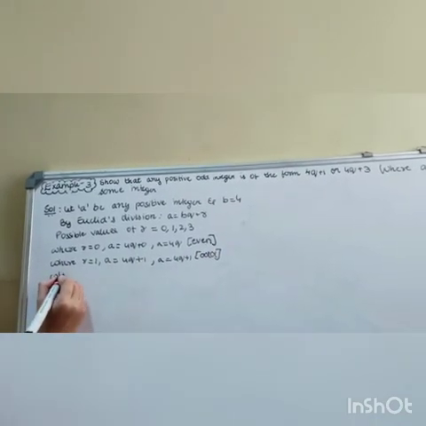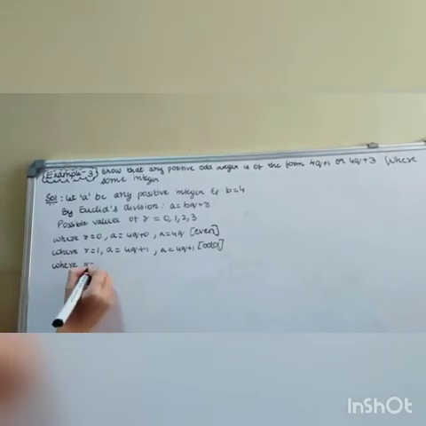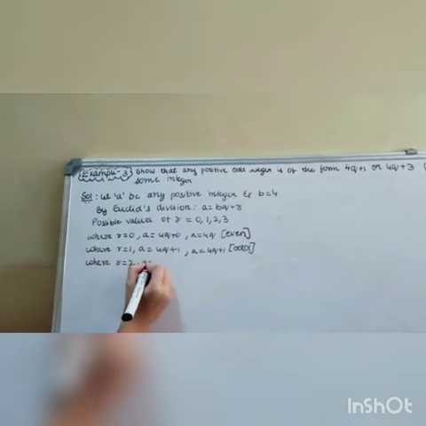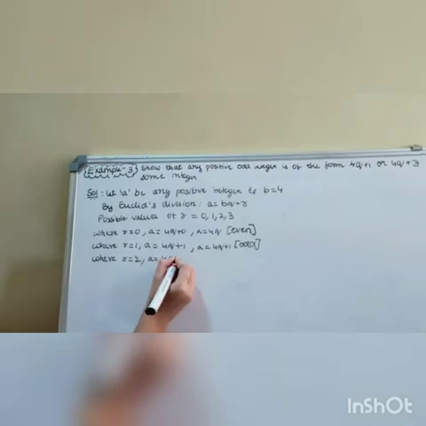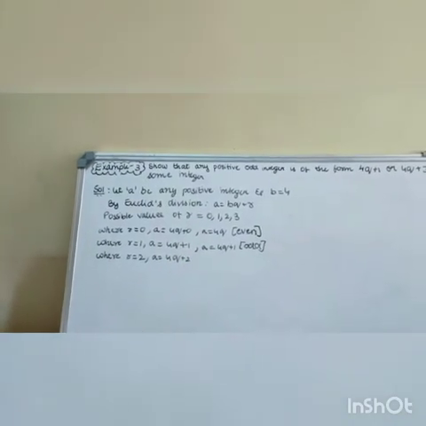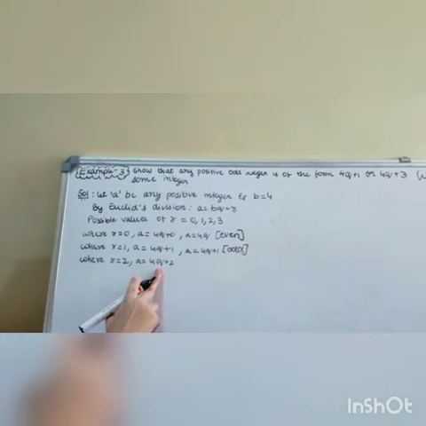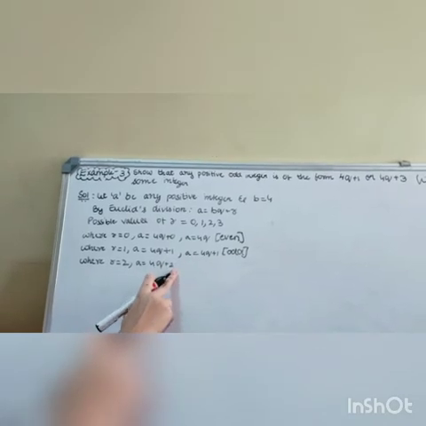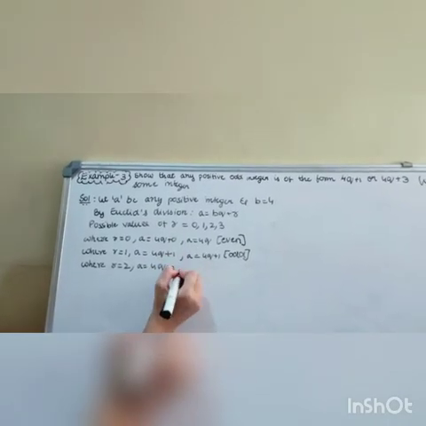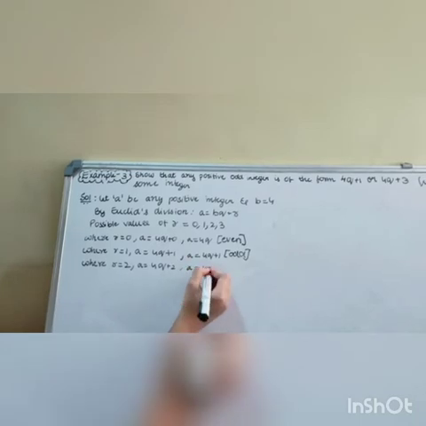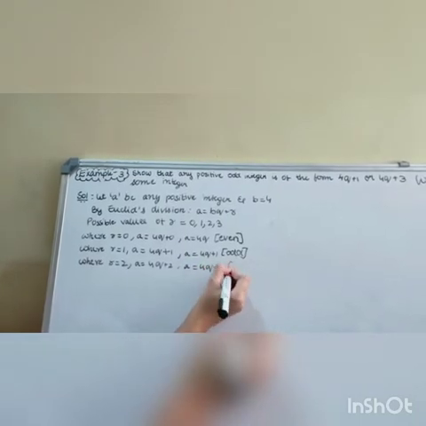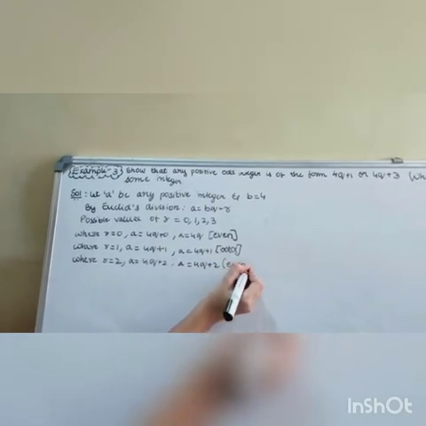So next we'll take r equal to 2. a = 4q + 2. Now this will be even because 4 2s is 8, 8 plus 2 is 10, and 10 is an even number. So 4q + 2 is even.